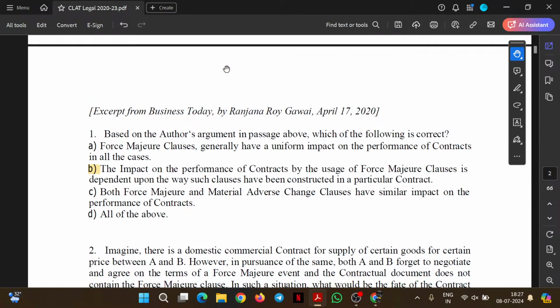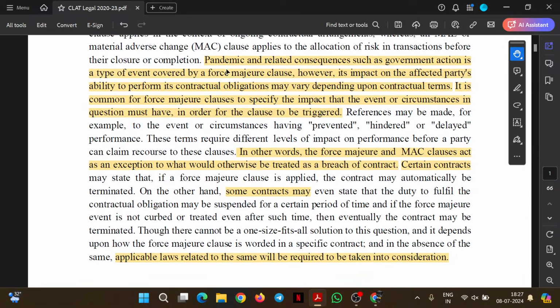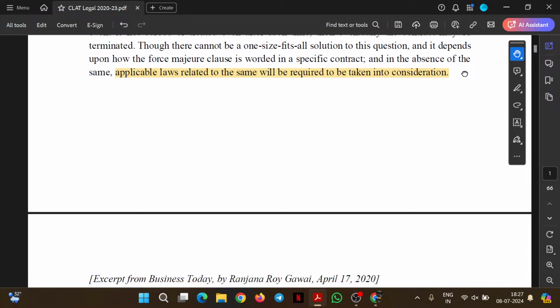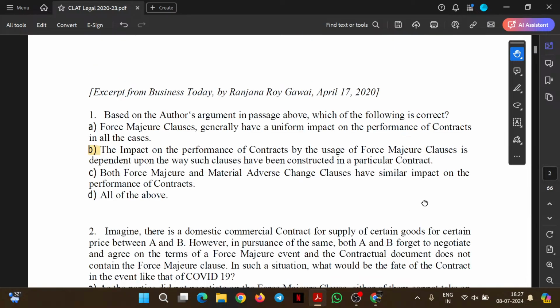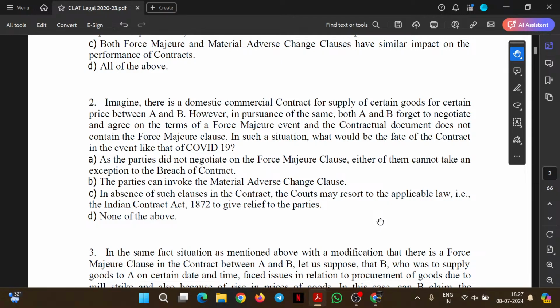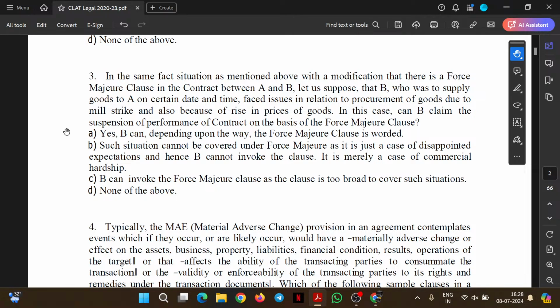Now, this particular question again takes me towards the end of the passage, where it was said that applicable laws related to the same will be required to be taken into consideration when there is a gap or when the contracting parties have not decided upon the force majeure clause. So the law that governs contracts in India is the Indian Contract Act 1872. So in the three options, we will take option number 3 and choose it as the correct one, with a modification that there is a force majeure clause in the contract between A and B.